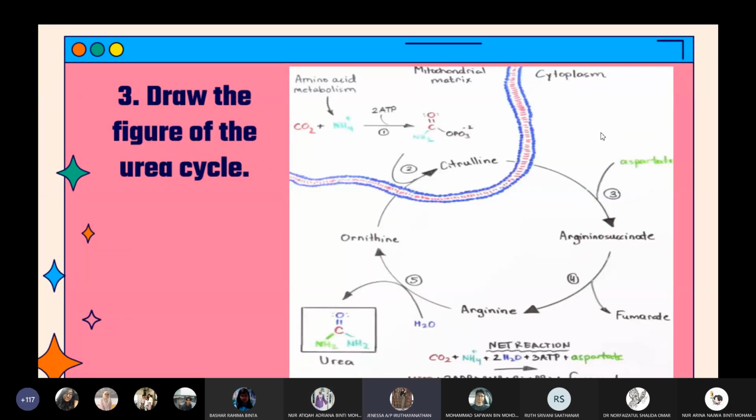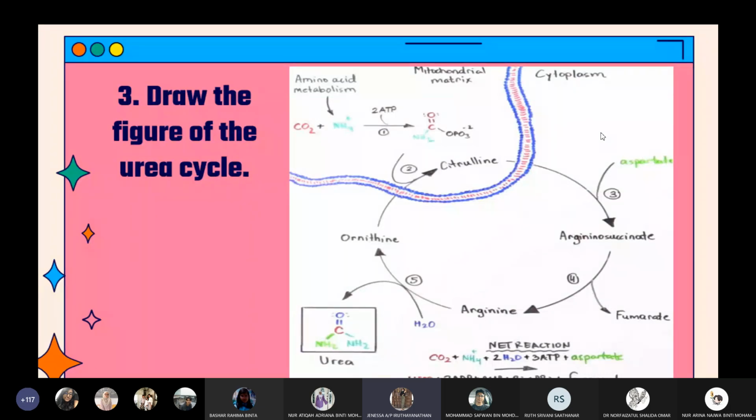For the third question, draw the figure of the urea cycle. It's drawn and let me explain. The urea cycle predominantly occurs in the hepatocytes. The urea cycle is a process which converts toxic ammonia into a less toxic form, urea, to be excreted out of the body.